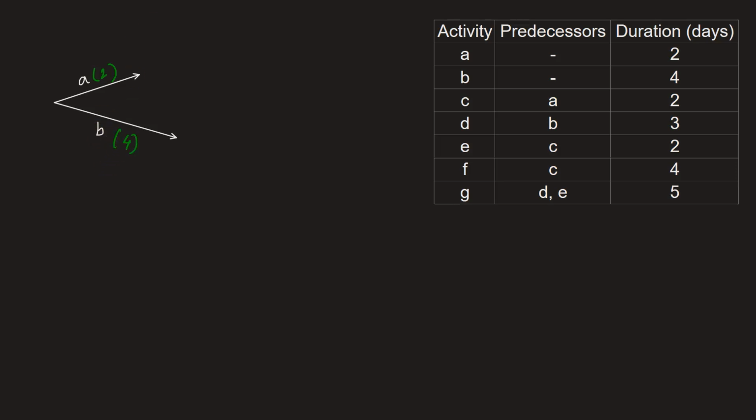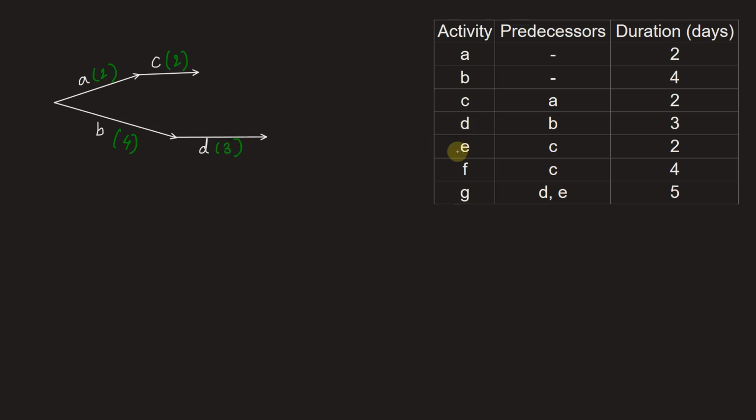Next we have activity C having predecessor A. So C will come after A and has a duration of 2 days, and D will be after B, which has a duration of 3 days. So let's mark C and D accordingly. This is activity C and activity D. Let's write their duration. C is of 2 days and D is of 3 days.